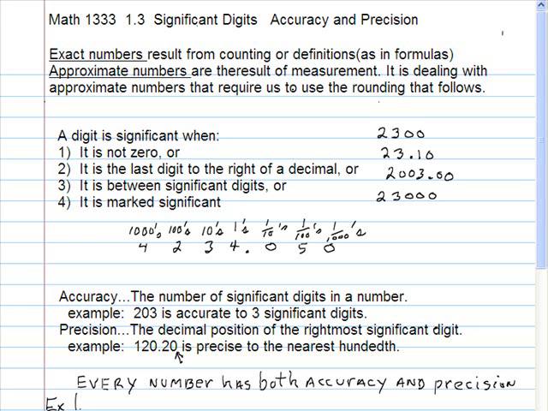In order to get us to that point, we need to have three concepts: the concept of a significant digit, and related to that, the concepts of accuracy and precision. So let's begin.